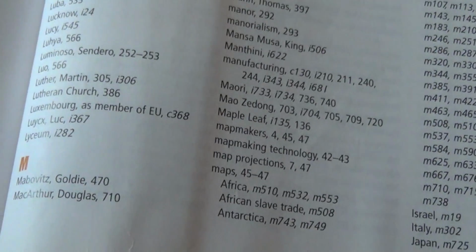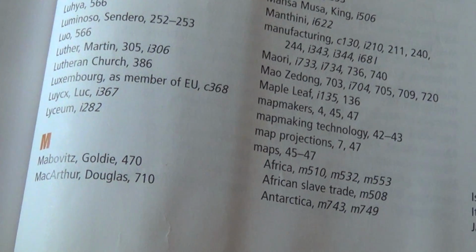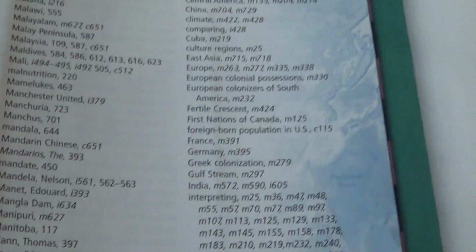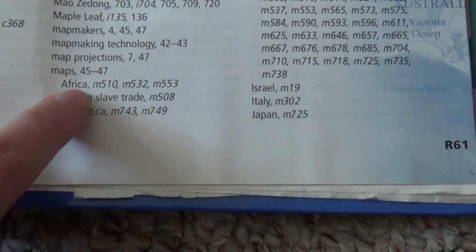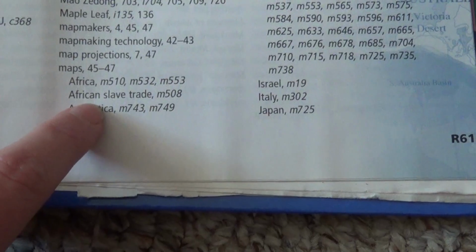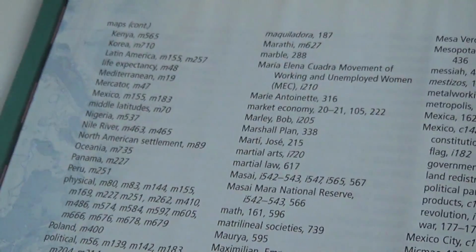So if I look here in my index on R61, I can see I'm in the M section. The thing is, the M's have all the maps listed. So if I go down here, it says maps, and then indented, it's got Africa map. Here are the pages I go to. African slave trade map, Antarctica map. Back at the top, it just keeps going and going. These are all maps. And I turn the page, and we're still in maps.